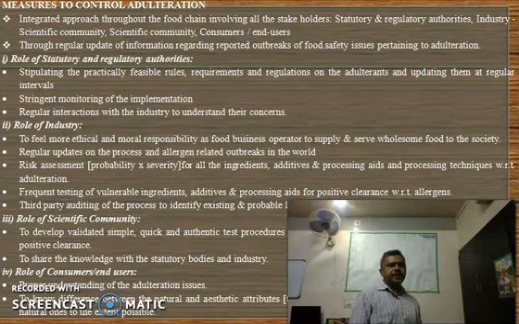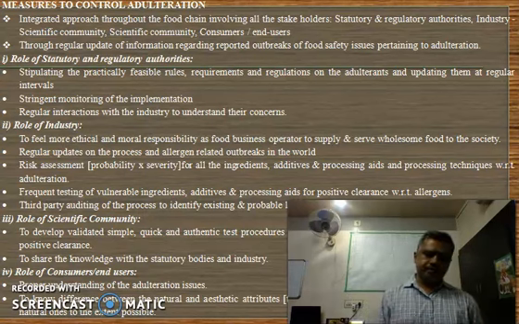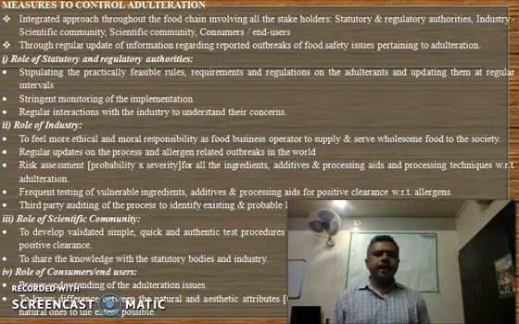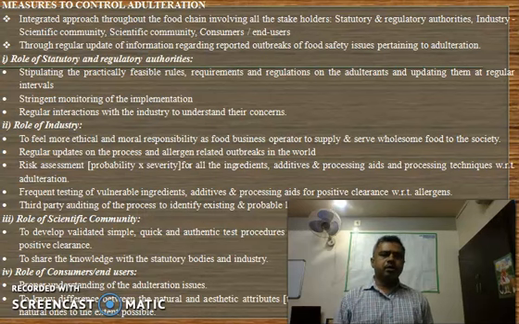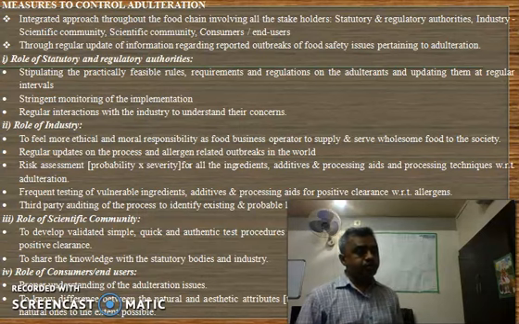First, stipulating practically feasible rules, requirements, and regulations on adulteration and updating them at regular intervals. Because sometimes a large number of chemicals are produced and researched by many consumers as well as manufacturers. So in food, continuous research is going on. To act against or retard these adulterations, we have to update ourselves too. Stringent monitoring of the implementation is also necessary.